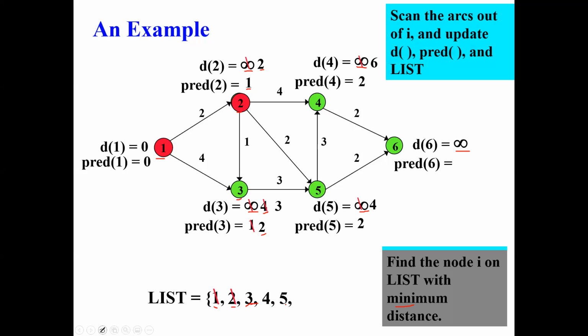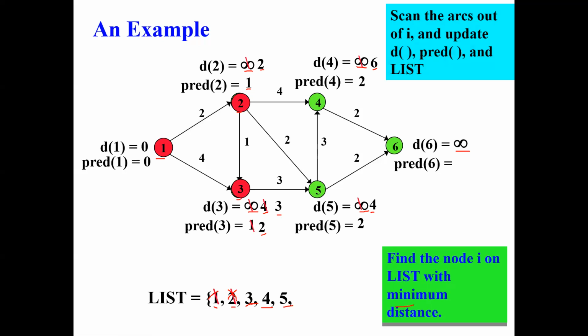From this point, what do we have? We have 3, 4, and 5 now part of the list, and we are done with 2. So we have 3 nodes that we have to search. Which one has the minimum distance? If you look at 3, the distance is 3. If you look at 5, the distance is 4. If you look at 4, the distance is 6. So the minimum distance is for 3, and we're going to start from 3. Then we're going to scan.